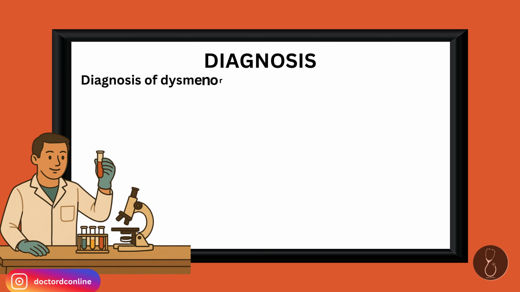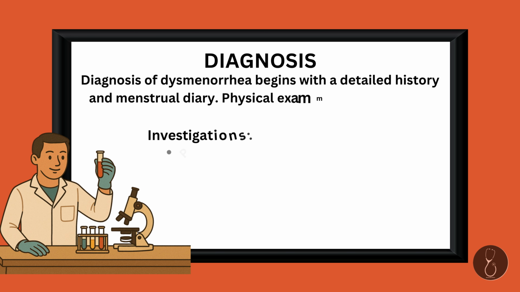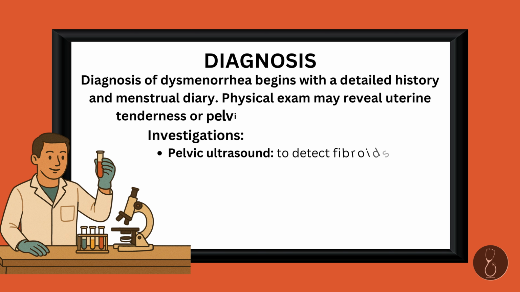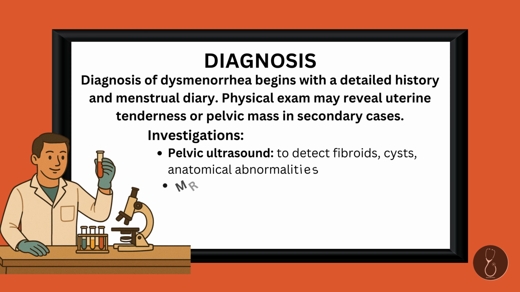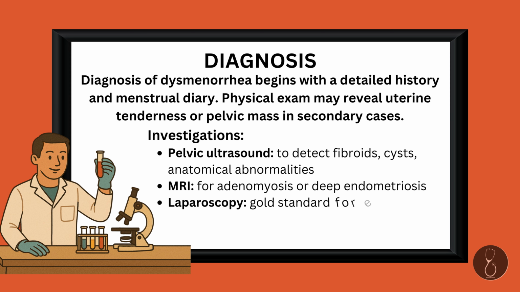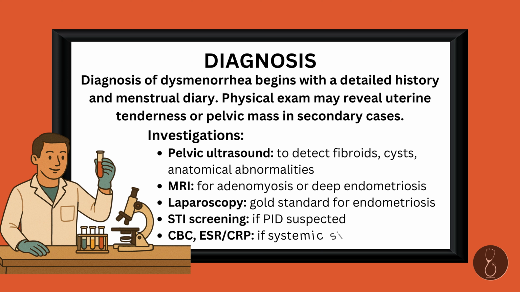Diagnosis. Diagnosis of dysmenorrhea begins with a detailed history and menstrual diary. Physical exam may reveal uterine tenderness or pelvic mass in secondary cases. Investigations include pelvic ultrasound to detect fibroids, cysts, anatomical abnormalities; MRI for adenomyosis or deep endometriosis; laparoscopy, gold standard for endometriosis; STI screening, if PID suspected; CBC, ESR, CRP, if systemic signs present.